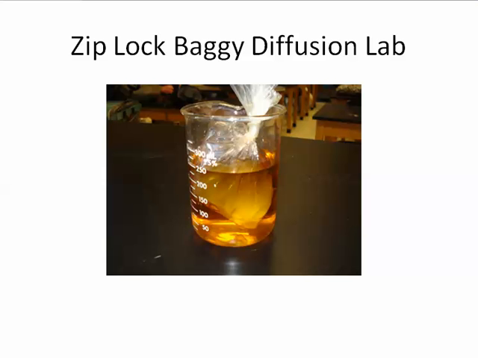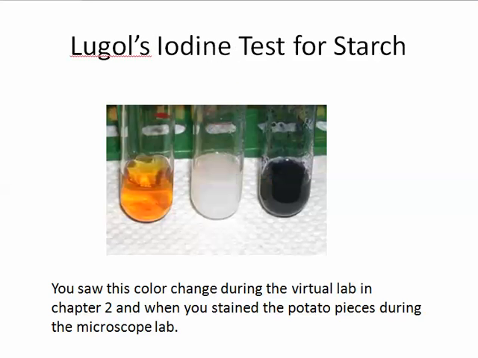Now, if you remember, in Chapter 2, you did a virtual lab that dealt with Lugol's iodine. You added it to some starch, and you saw a color change that indicated the starch was present. We used Lugol's iodine again when we stained the potato pieces during the microscope lab. The leucoplasts stained that purple-black, and you could see the starch inside of them.